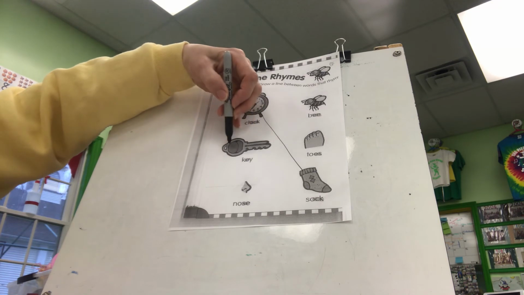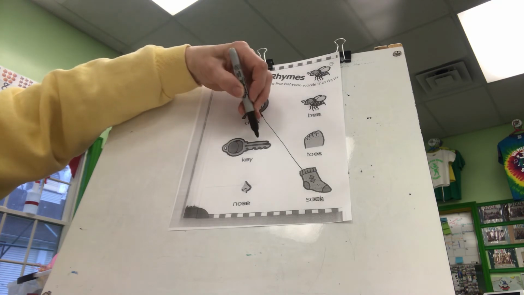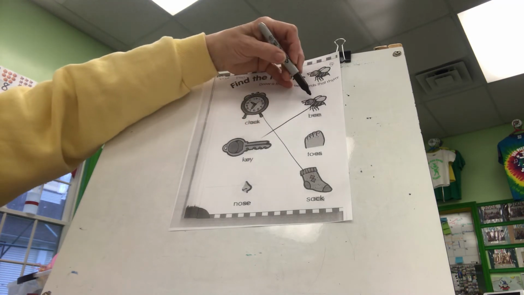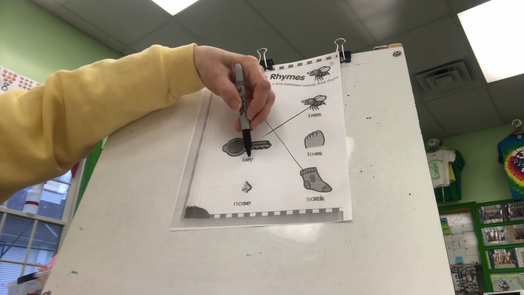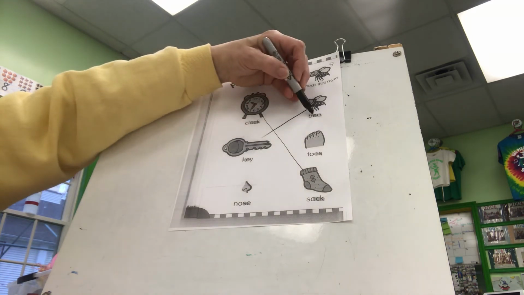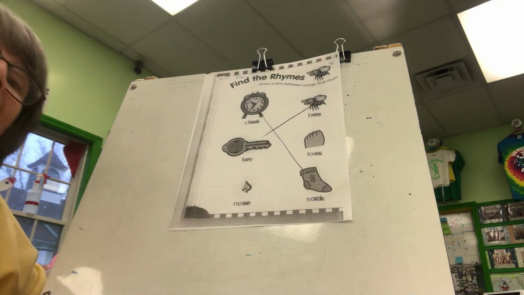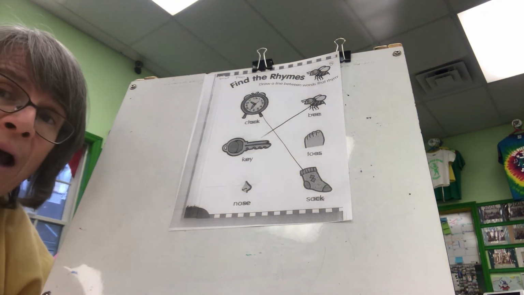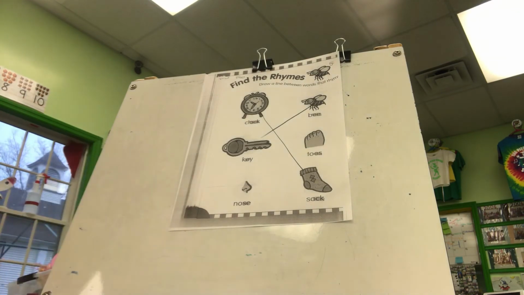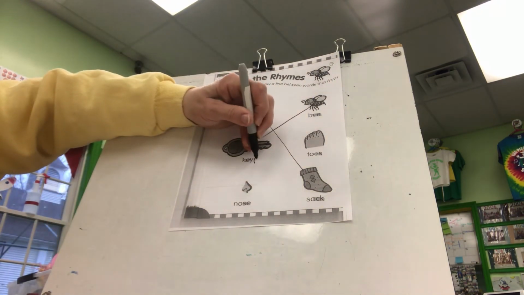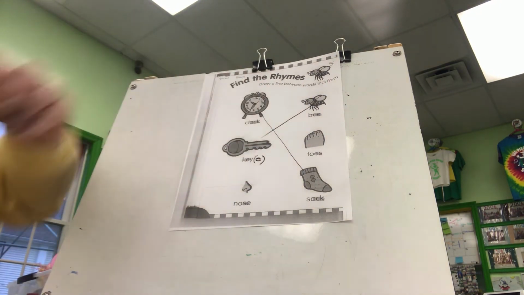Let's look at this one. Key. What rhymes with key? Oh, B. B and key rhyme, but it's a little different because this is an EY and this is an EE. But remember we said about that chameleon Y, it can take on lots of different vowel sounds. So this Y doesn't sound like a Y here. It sounds like an E, that tricky Y.